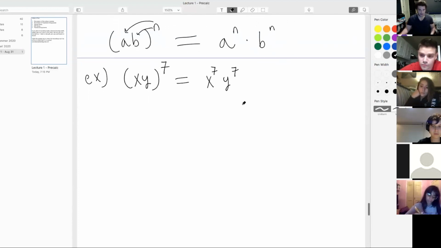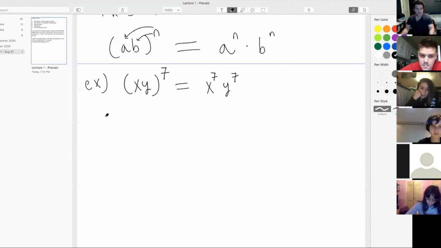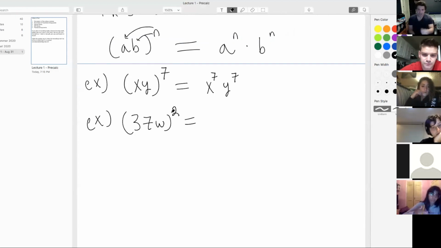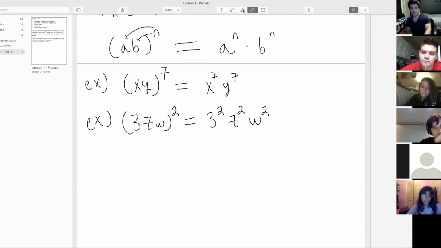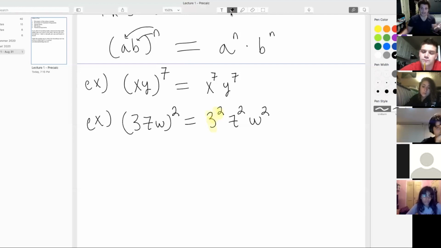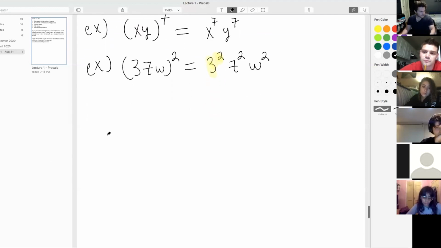Okay, so I hope everyone can see that. How about this one? How about 3 times z times w, that to the 2nd power? All right, let me just raise each factor to the 2nd power. That's what the rule tells us. So that's 3 squared multiplied by z squared multiplied by w squared. That's it. And if you want, you can rewrite this 3 squared as a 9, but you don't need to. So that's that.